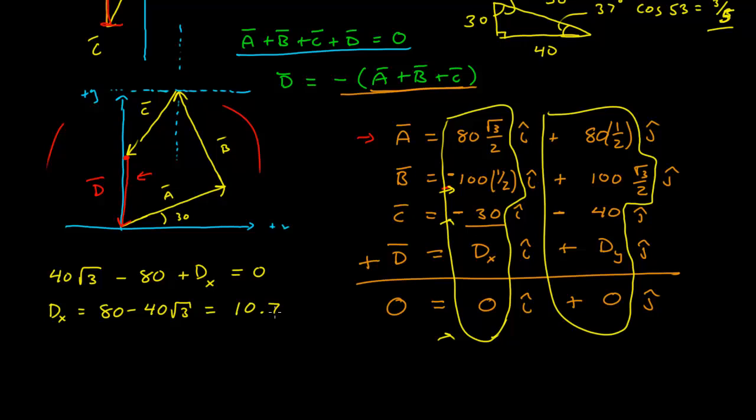All right, and so that is the x component. So in the y components, I have, well, here's a positive 40. Here's a negative 40, so that adds to 0.